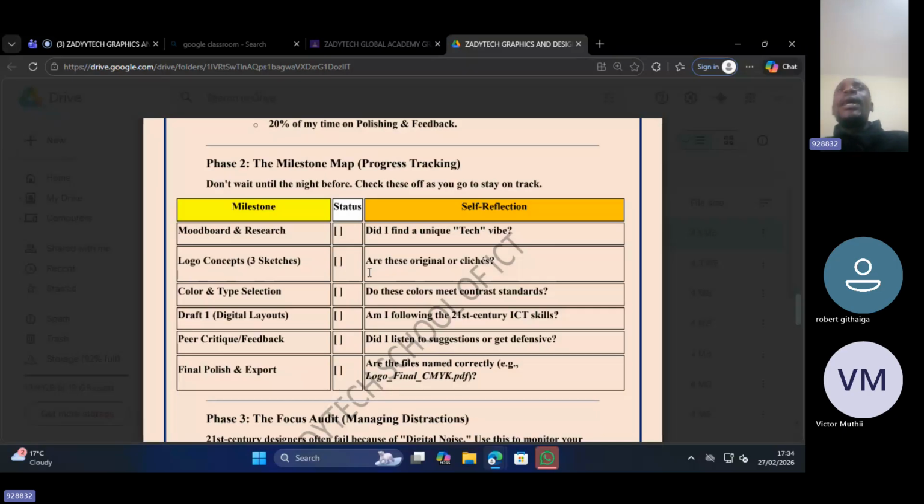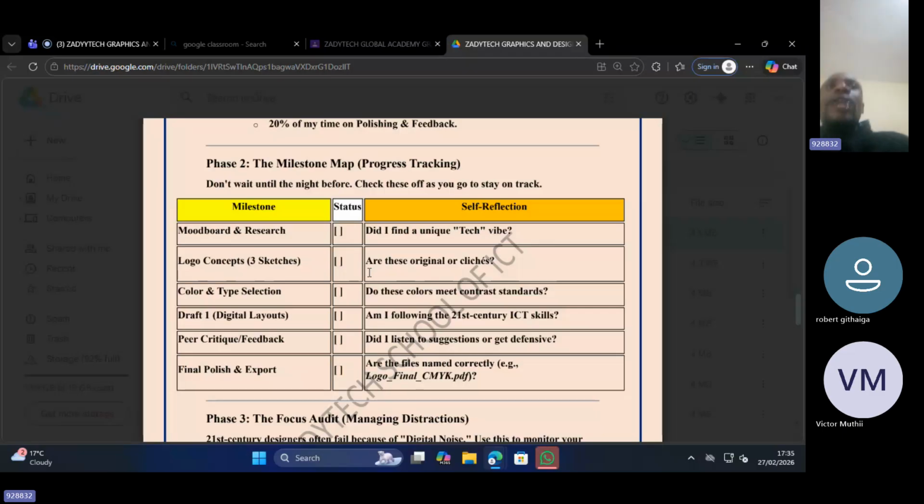This way you come and now try to, according to the problem that you're solving, according to the design that you're working on, according to the goal of that design, according to the theme of that design, select the best color that matches this kind of design. Do these colors meet contrast standards? Make them very standard, very unique, very professional. So you choose your colors in the next 10 minutes, or 5 minutes.